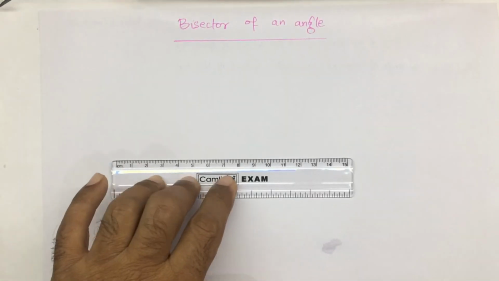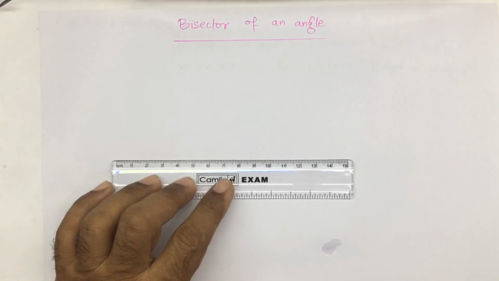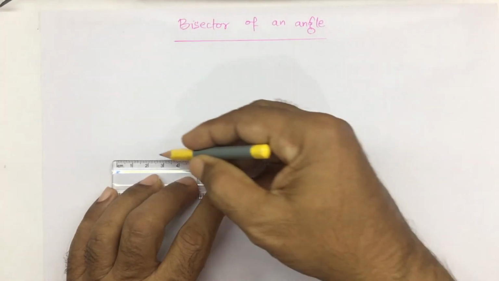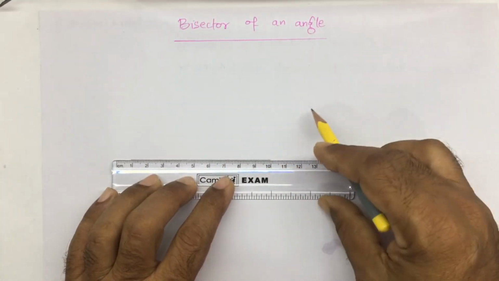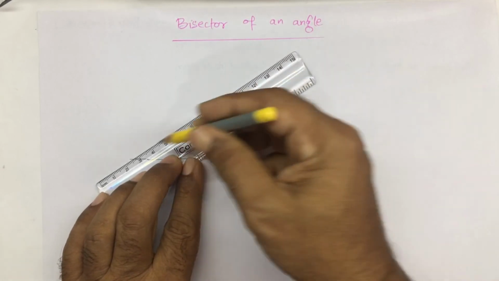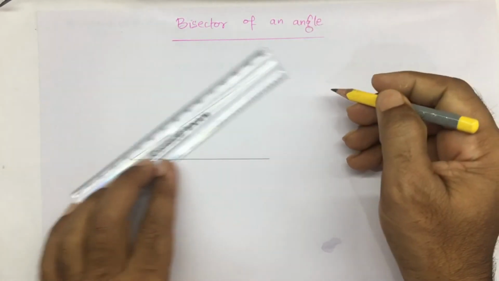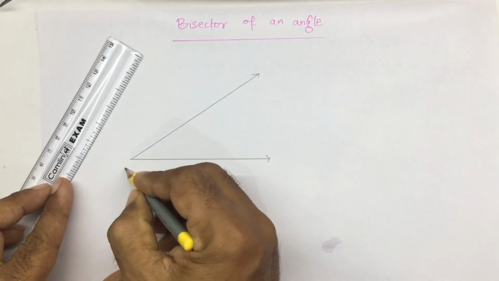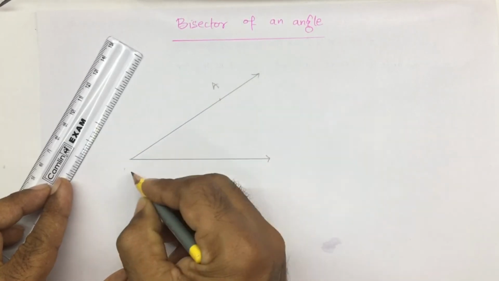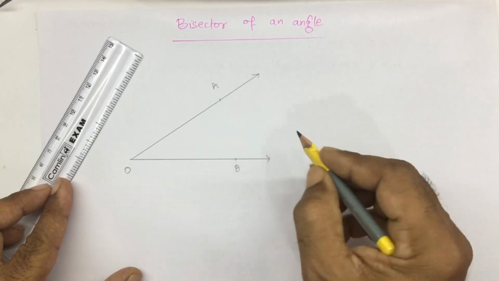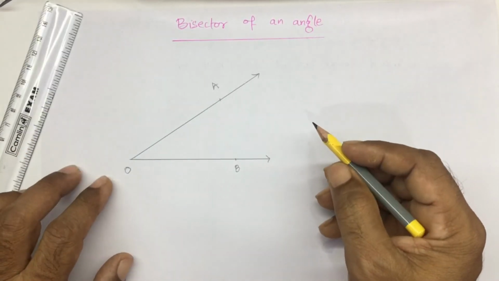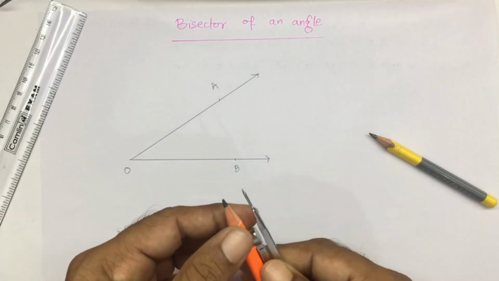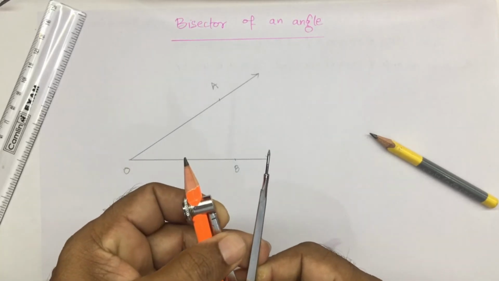Here we will see the bisector of an angle. How to draw the bisector of an angle, angular bisector. Well, let us first make an angle. We do not know what is the measure of this angle, and we have made an angle, say AOB. Now we have to bisect this angle. So we can bisect this angle using compasses only.